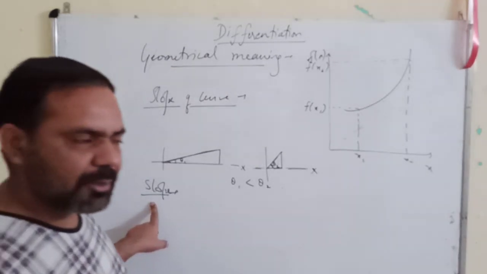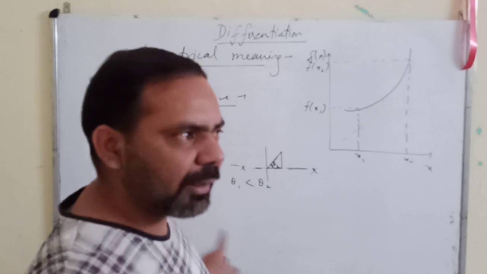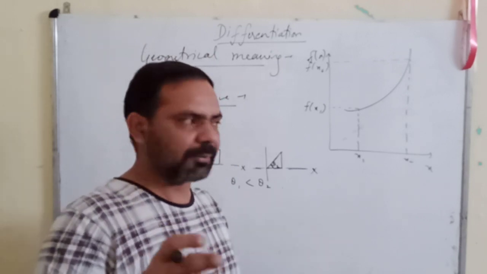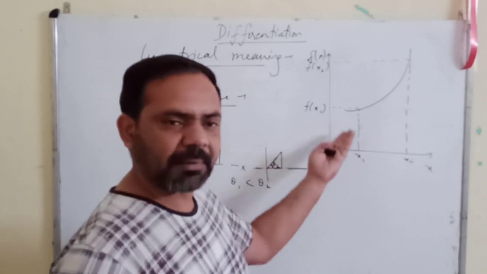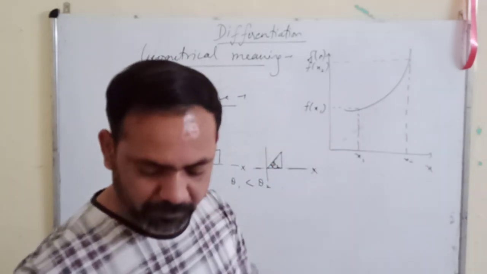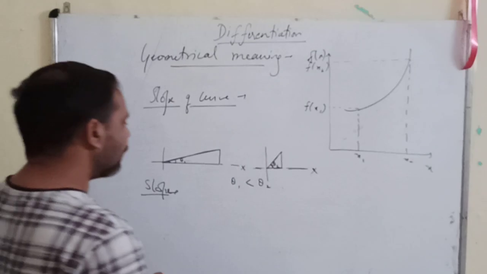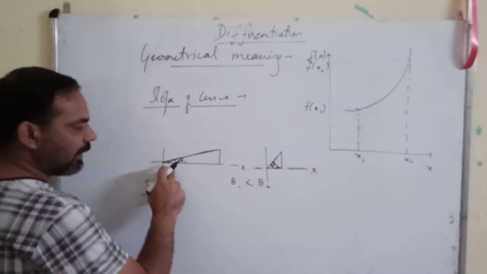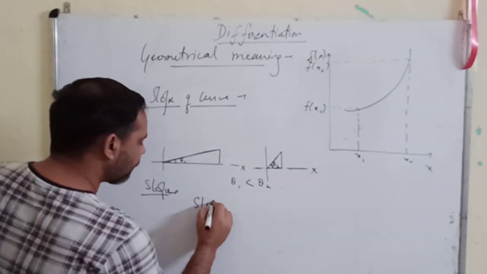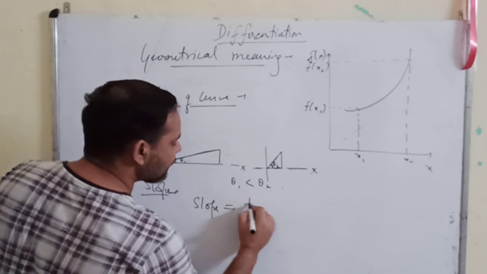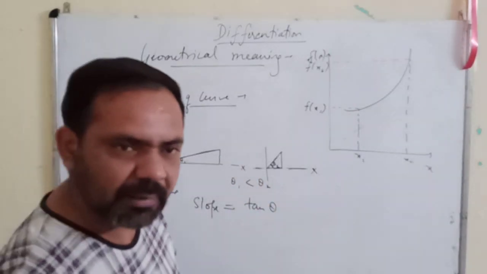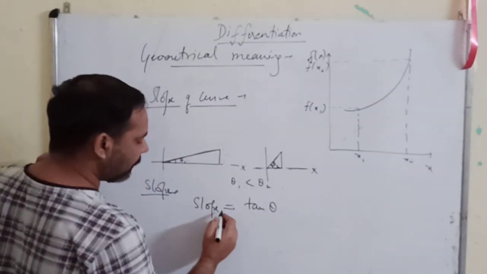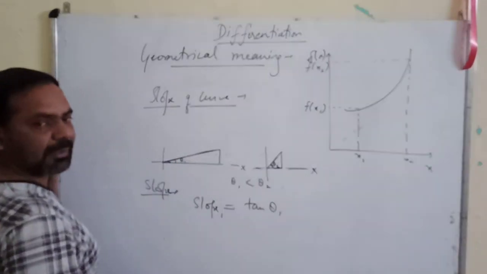Now, in all cases you will not be given the angle of the graph. Suppose this is the case. Here you don't have any angle, so it is difficult to find the slope. But we have a formula. What is that formula? Now I am giving you the definition. Slope is the tangent of the angle made by the curve with the positive direction of the x-axis. So slope 1 is equal to tan theta 1.